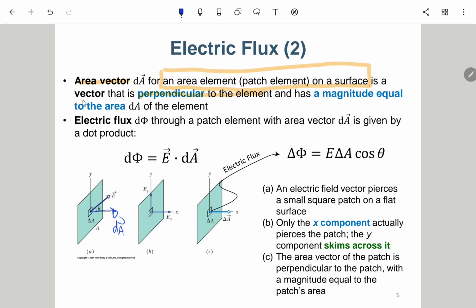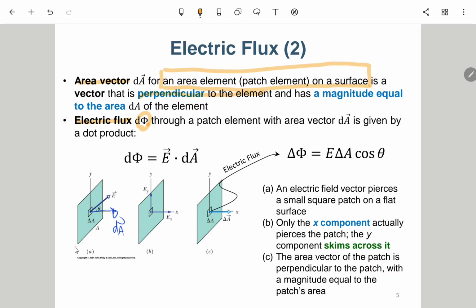So here we have the area vector with its direction perpendicular to the element, and the magnitude equal to the area. And so we can further define the electric flux dΦ. The electric flux through a patch element with area vector dA is given by a dot product.